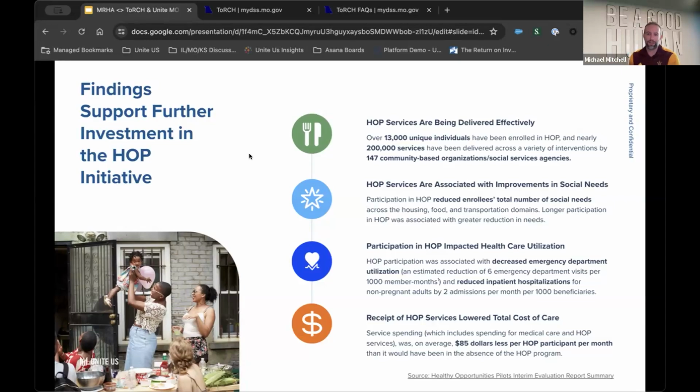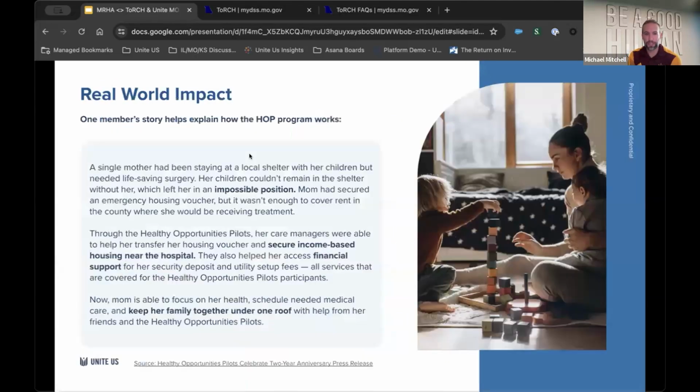They were able to show an $85 PMPM, per member per month, savings, including the cost of the Healthy Opportunities services, when it came to unneeded or unnecessary healthcare utilization. I'm not going to read this, but I think Rachel's going to distribute these slides. And I think it's always important to share that it's great to talk about this work at the high level and it's great to drill down, but nothing matters more from my lens than the real world impact it has on individuals. And so this is a really cool one that talks about how a single mom was helped by the Healthy Opportunities Pilot.